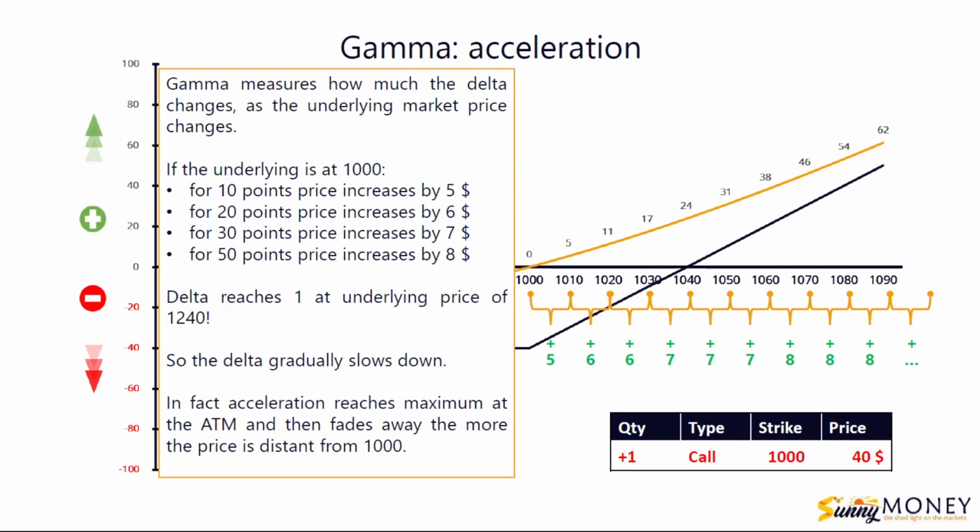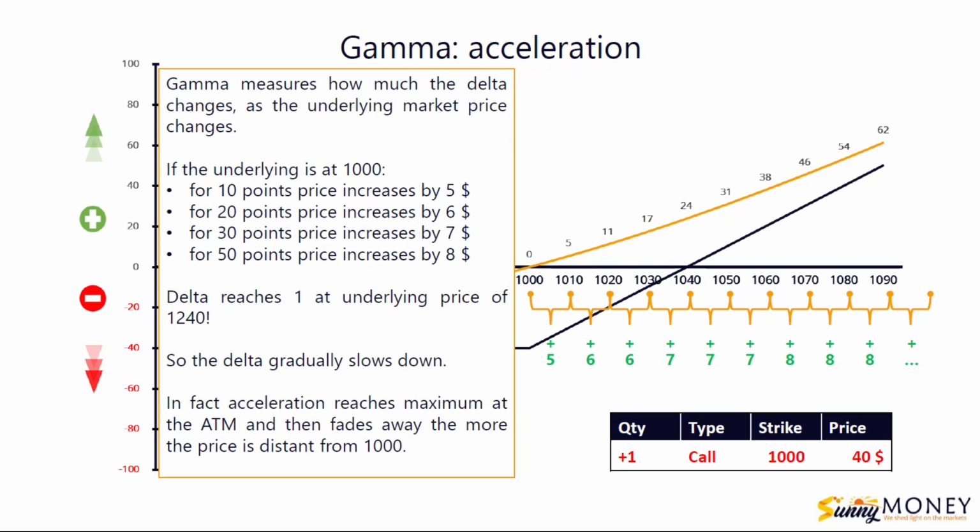Let's take the example of our ATM call at delta 0.5. The gamma measures the acceleration of the price of the option contract. If the underlying is at 1000, for 10 points the price increases by $5, for 20 points the price increases by $6, for 30 points the price increases by $7, for 50 points the price increases by $8. The delta comes close to 1 at strike price 1240. Then the delta gradually decelerates.